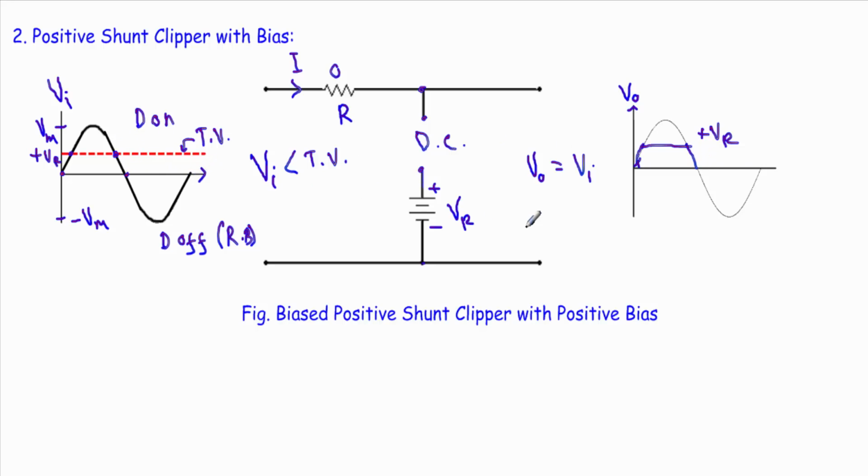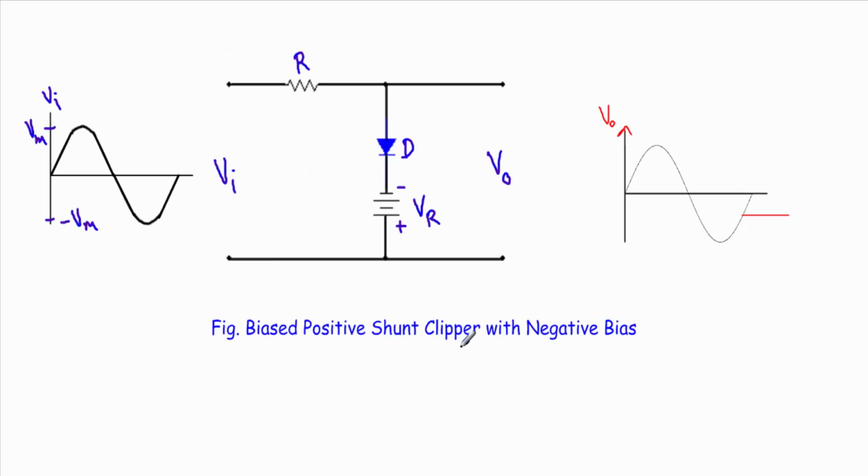From this point to this point, our input voltage is going through the negative half cycle, so our output voltage will also follow the same wave shape, and this has a negative maximum of minus Vm. This will be the output of the negative shunt clipper bias circuit with positive bias.